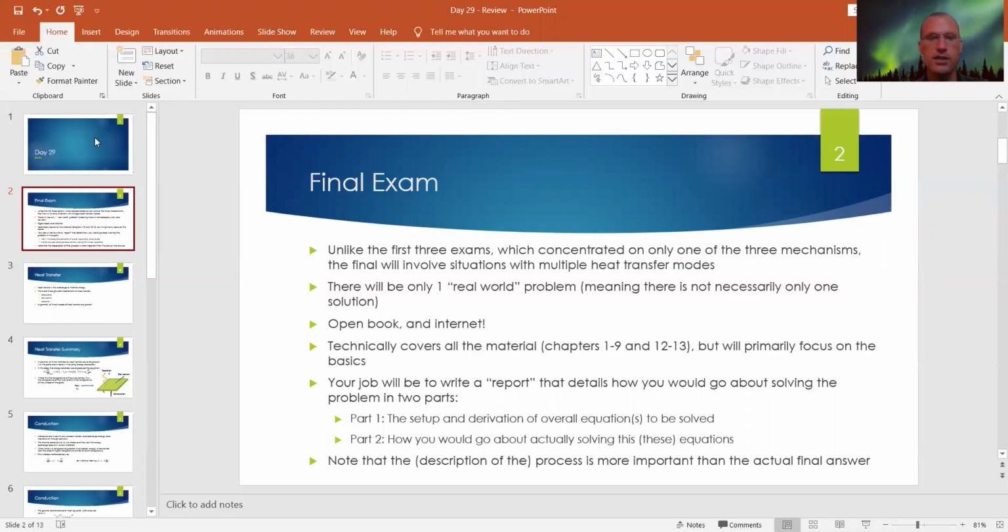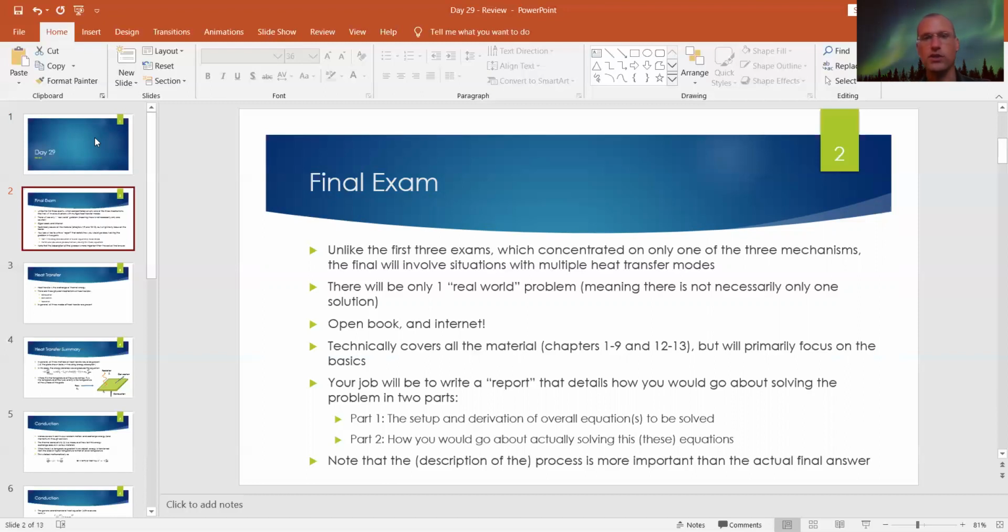Because of that, it's not only open book, but you are actually allowed to use the internet for this one. I don't care if you use the internet, you can do whatever you want. But again, the only thing you can't do is talk to other people. So I don't want you sharing answers. I don't want you working on this in teams. I want you to work on it by yourself, but you can use anything you want other than other people. Again, it technically covers all the material, so you will probably have to deal with some conduction, some convection, and some radiation, but primarily focus on just the basic parts of those.